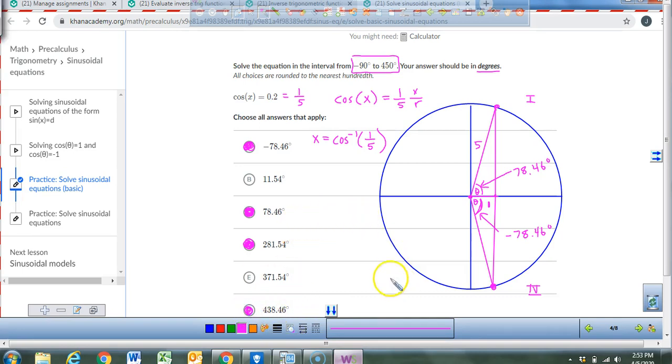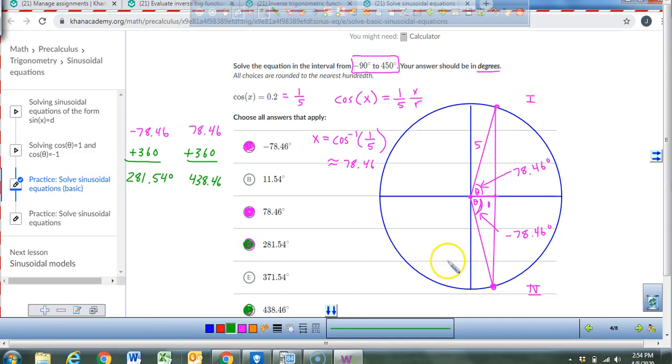All right, so just a quick little review. What did we do? We took negative 78.46 and we took positive 78.46 because we found the inverse of cosine and found that to be 78.46, and then all we had to do was just add 360. This one became 438.46, so we selected this one right here. And then this one became 281.54 degrees. So we selected this one as well.